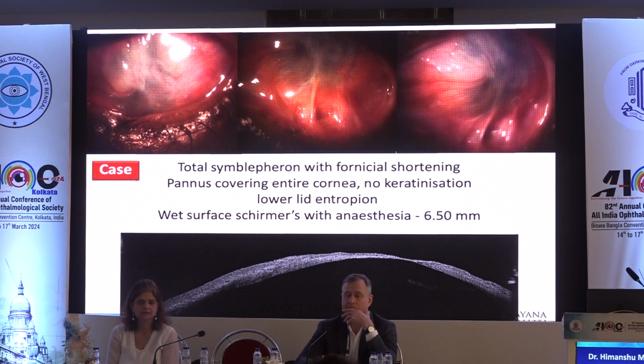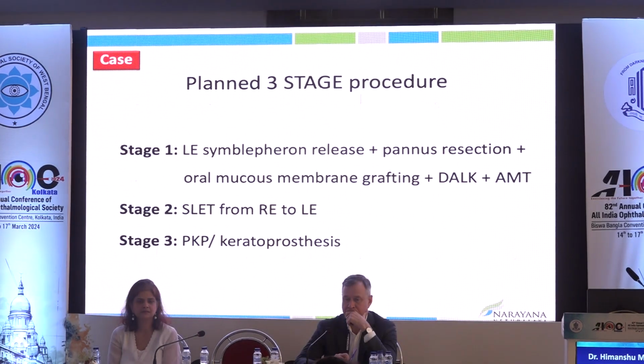Another complicated situation can be ocular surface related. As you can see here, a really bad ocular surface with bad symblepharon, all those things. Very thin cornea, and I had to confirm that there was a cornea available there. Please make sure that you do an ASOCT to see what lies behind that pannus. So I planned a 3-step procedure. The first step was symblepharon release and pannus resection with oral mucous membrane graft, DALK, and amniotic membrane. The second step was SLET from the other eye, and the third step PKP.